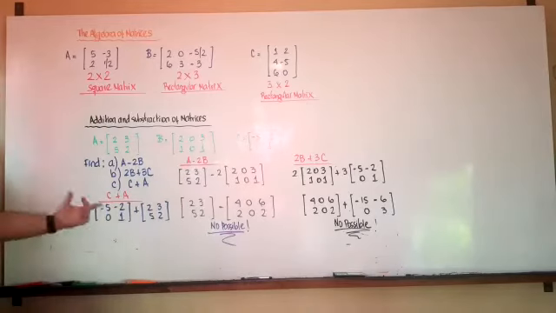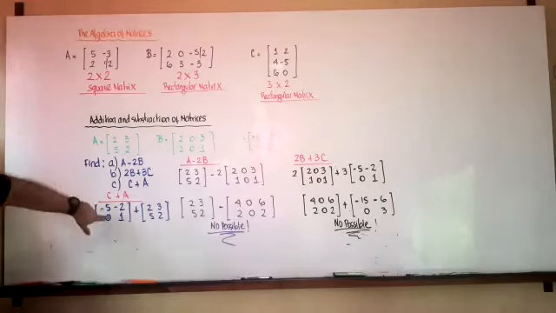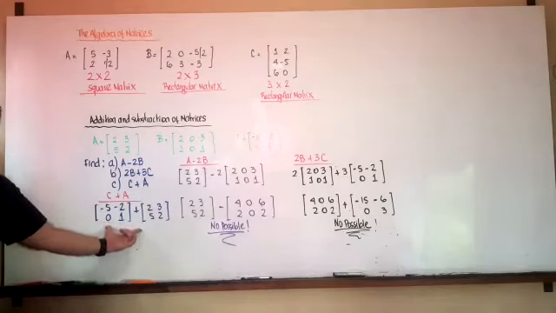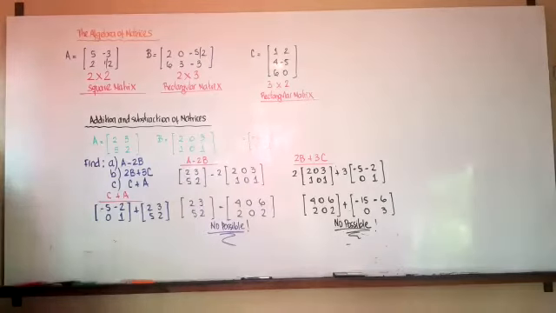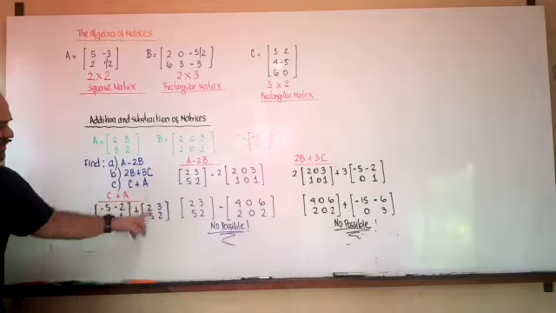I have a question. Do all matrices have the same size? Yes or no? ¿Tienen el mismo tamaño? ¿Sí o no? Sí, sí lo tienen. Tienen el mismo tamaño. So in this case, we can perform the operation because we have 2 rows, 2 columns, 2 rows, 2 columns.